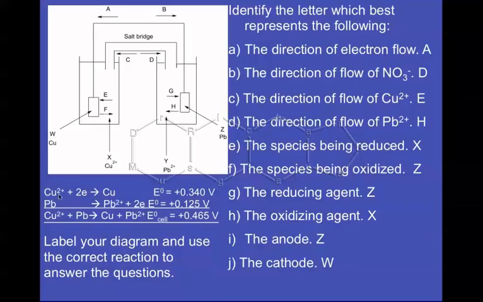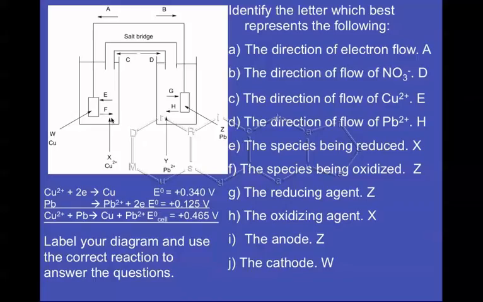With the copper 2+, we see what's happening is the copper 2+ is going to become copper, so it's actually plating onto the copper electrode. The lead, on the other hand, is dissolving, so the Pb is becoming Pb2+, and that's going to end up in here.